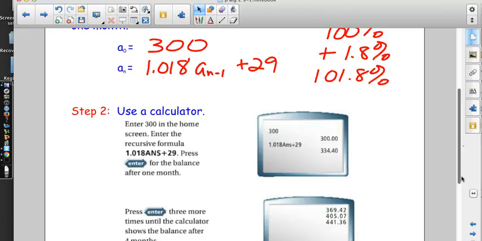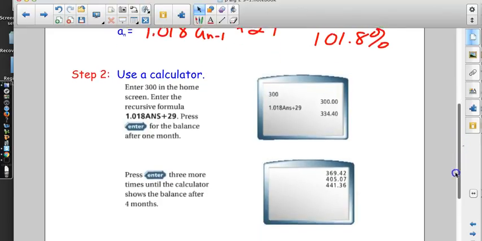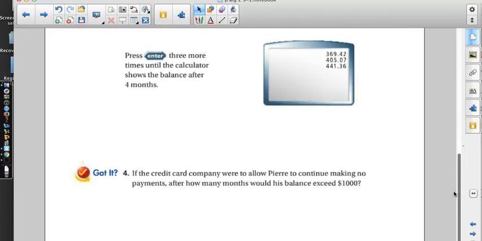Look at that. $300. All he had in that was $300. That's it. But he didn't pay it. So 1 month later, he has $334.40 that he owes. So now, exactly, that's how credit cards work. Poor Pierre. That's 1 month, $29 late fee.